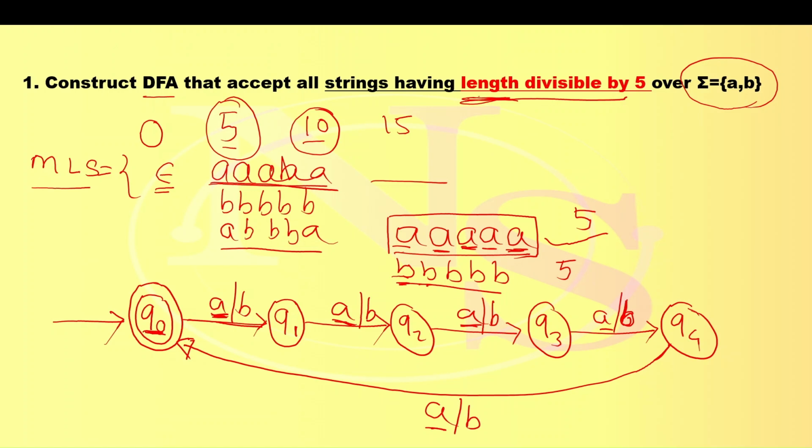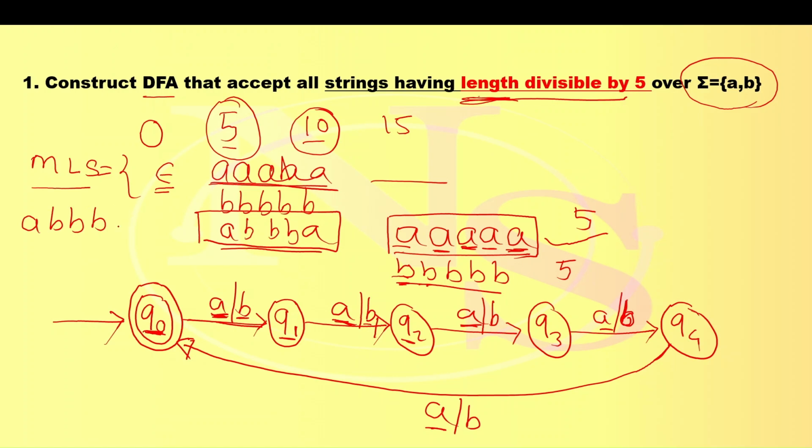How to read this? Q0 can read a or Q0 can read b, going to state Q1. Q1 can read a or b, going to state Q2. Similarly, we can read further for the next states. Now, check whether any string is getting accepted by this automata or not. If I take this string here, a, triple b, a. The first symbol is a. The second, third and fourth are b. And the last symbol is a.